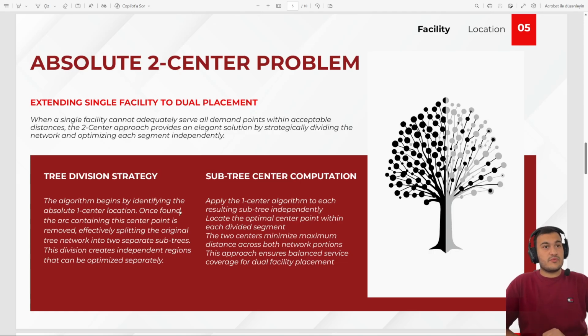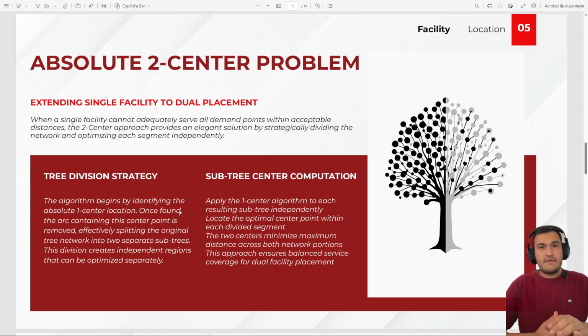In this method, we are going to talk about more than one facility. To solve this, we use a three-step division strategy. First, we find the absolute one center using the same steps as the absolute one center. Then we remove the arc, the road or link that contains this center point. This splits the original tree network into two separate subtrees. This division creates two independent regions actually.